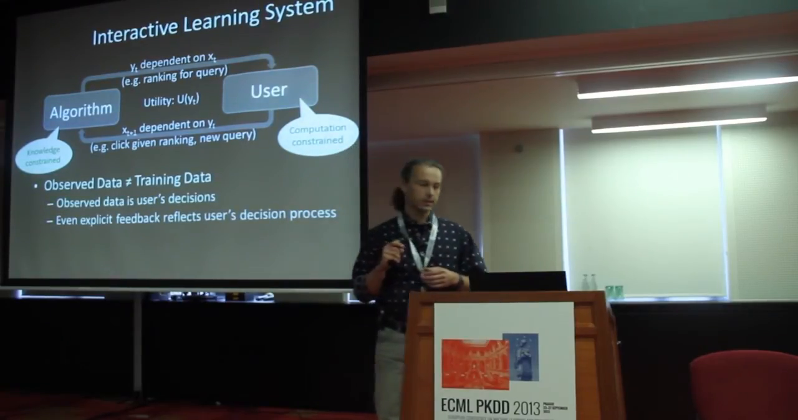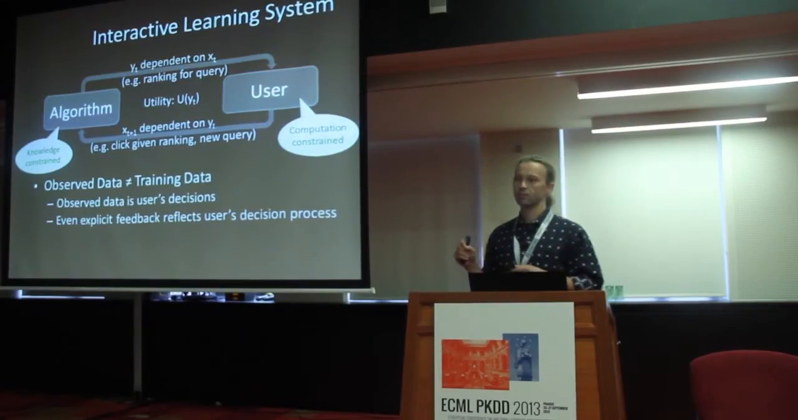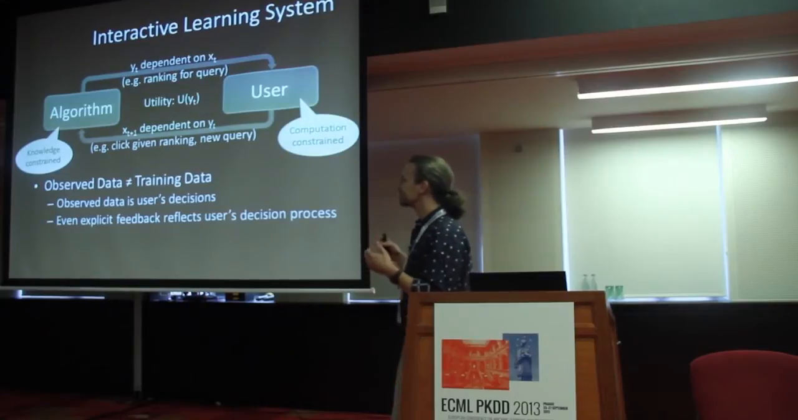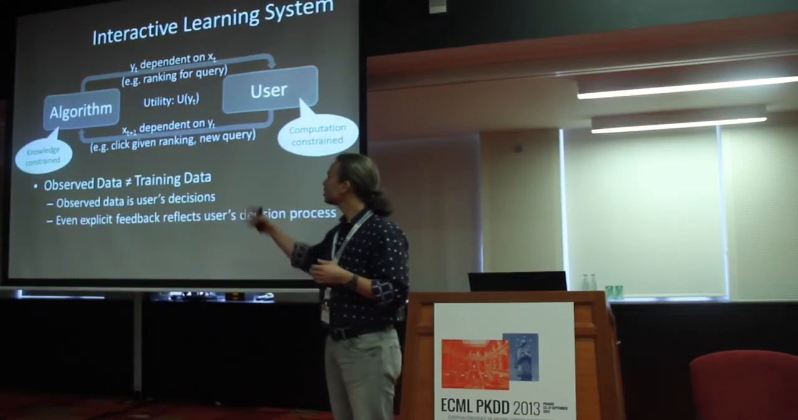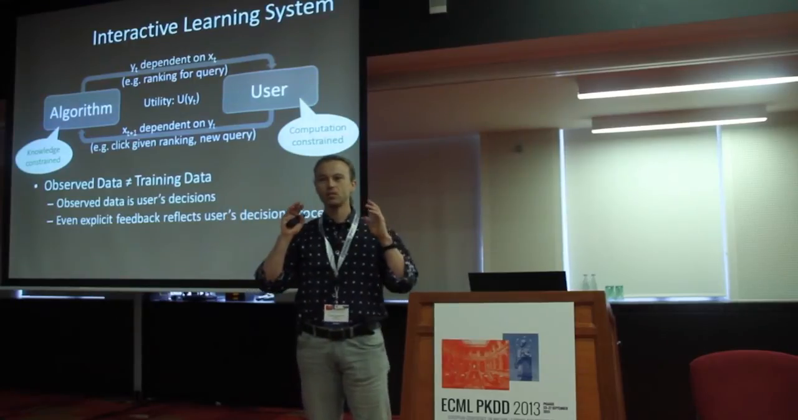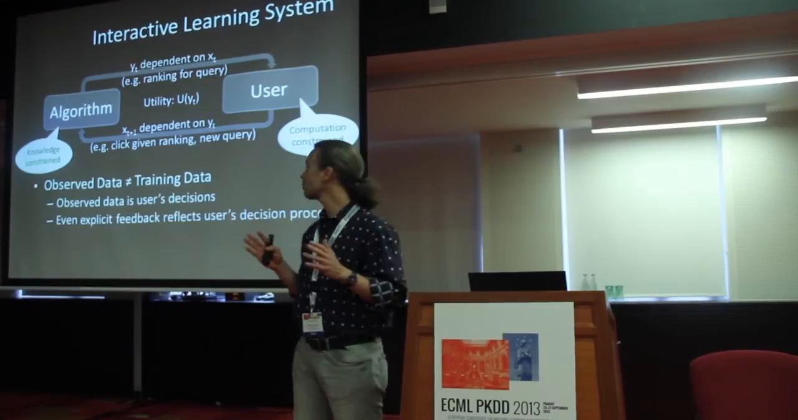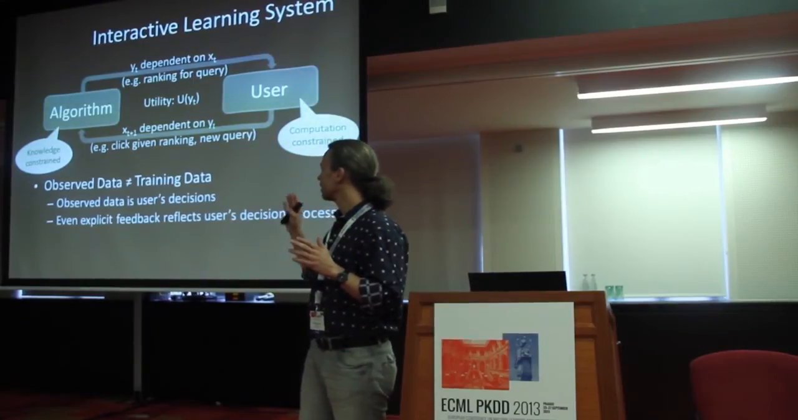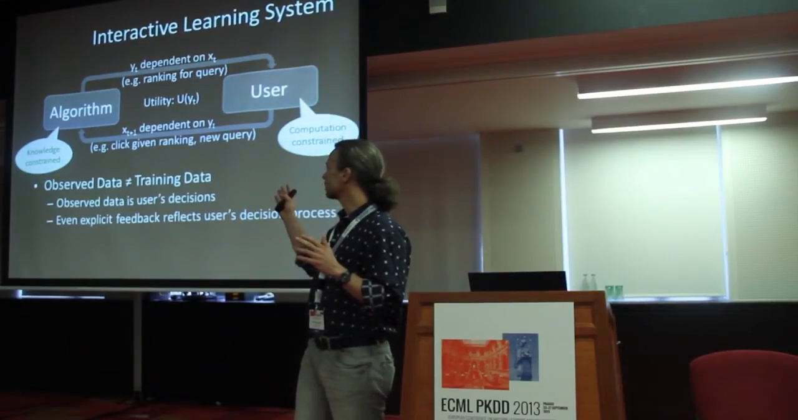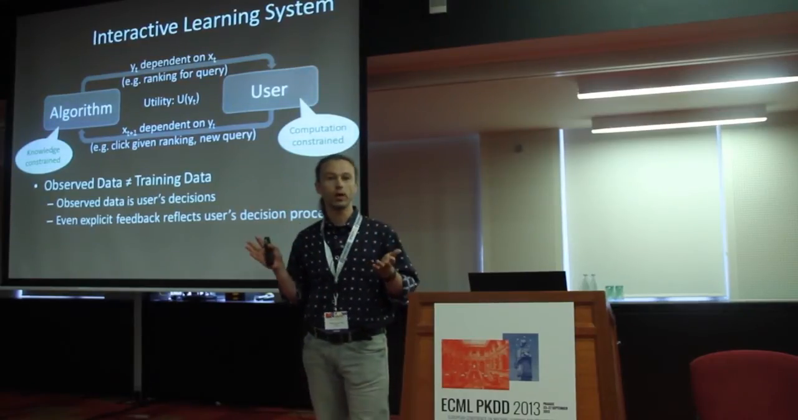The first one is that taking the data that we observe, things like clicks and query reformulations, looks tempting. These are XY pairs in some sense. But using them directly as training data is not the right way to go. And I'm going to present a couple of examples where it's really not right to use this observed data in a naive way.